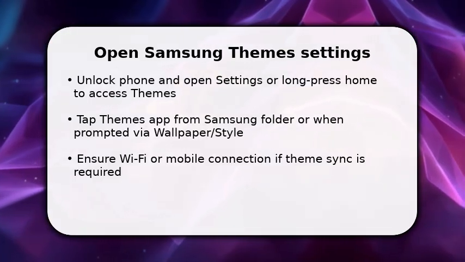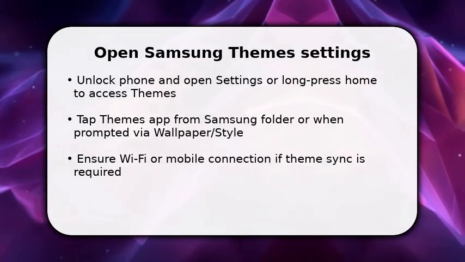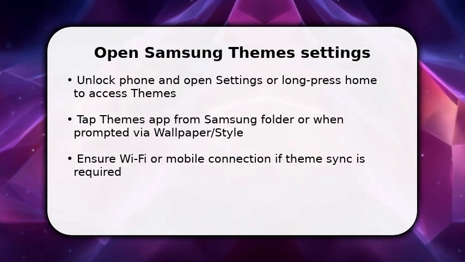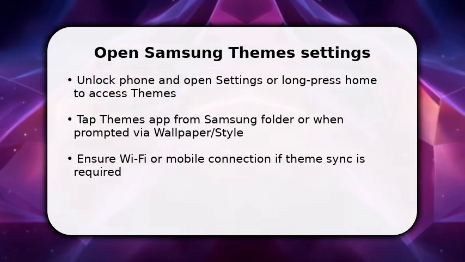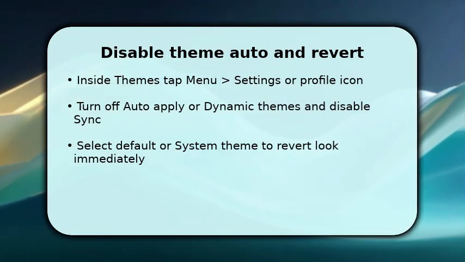This first step locates the controls we will change. It prevents confusion and saves time when we switch off automatic theme application. Now move into the Themes menu settings and locate Auto or Dynamic options. Open the menu or your profile icon and choose Settings.